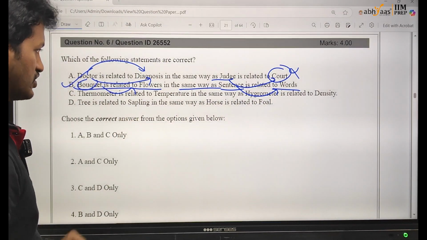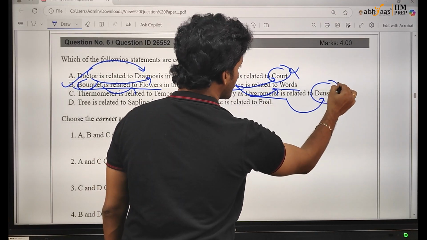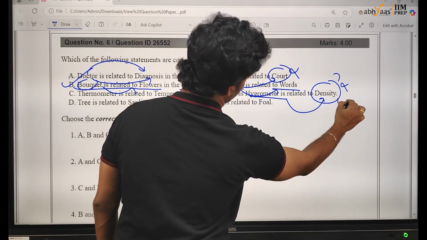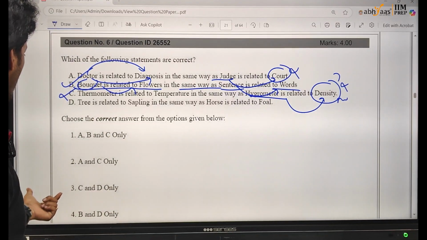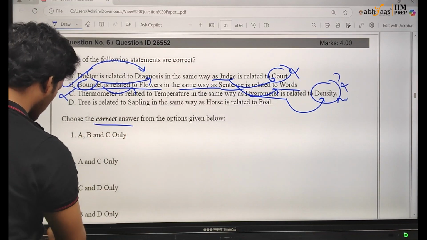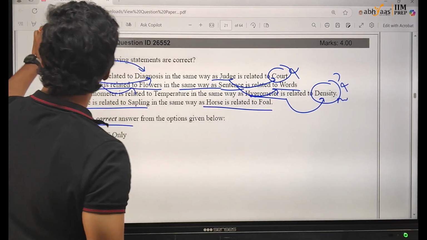Thermometer is related to temperature in the same way as hygrometer related to density. Density is not a right word. It's moisture. So even C is wrong answer. So B is right, A and C are wrong. So the correct answer is option 4. Tree is related to sapling in the same way horse is related to foal, and that's right.